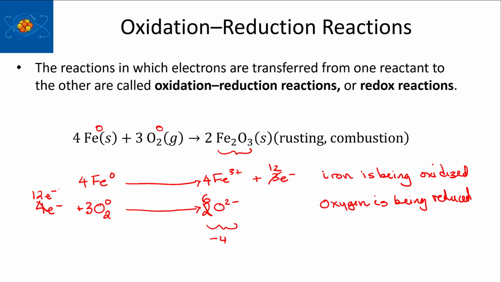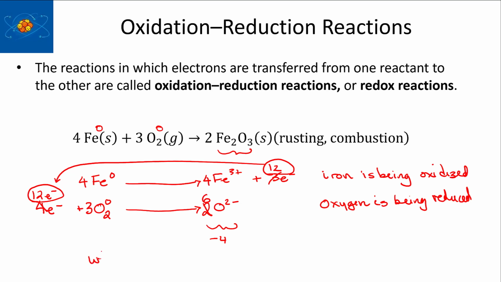Now you notice that in this reaction, since it was already balanced, the electrons given up by the iron are exactly the same as the number of electrons gained by the oxygens. So while iron is being oxidized and giving up its electrons, it's actually what has done the reducing of the oxygen. It is the source of the electrons. So we often say while iron is being oxidized, it is the reducing agent for the oxygen.